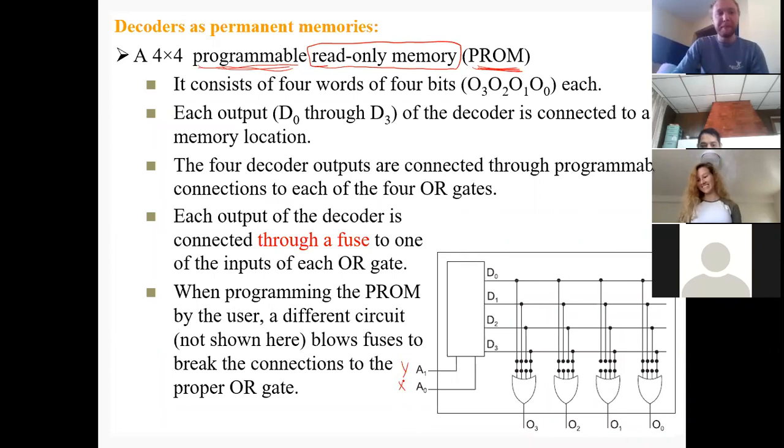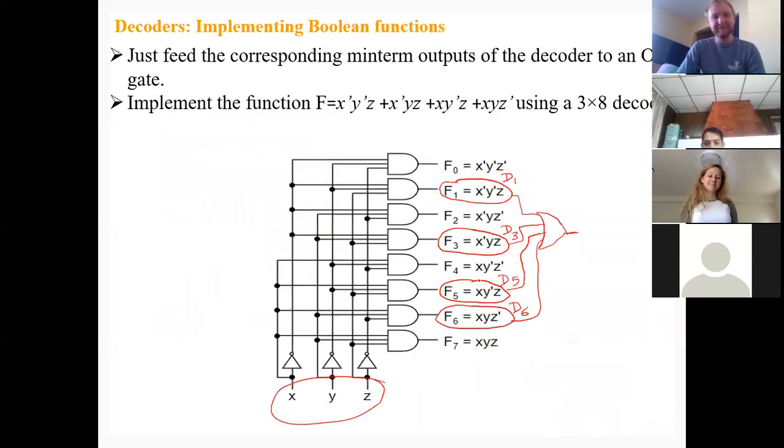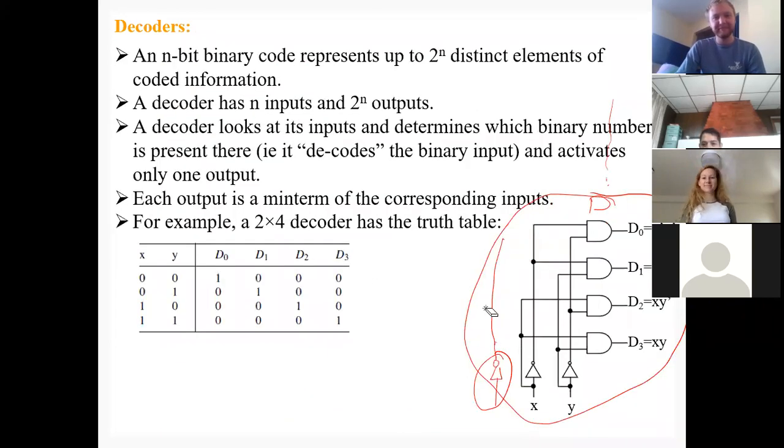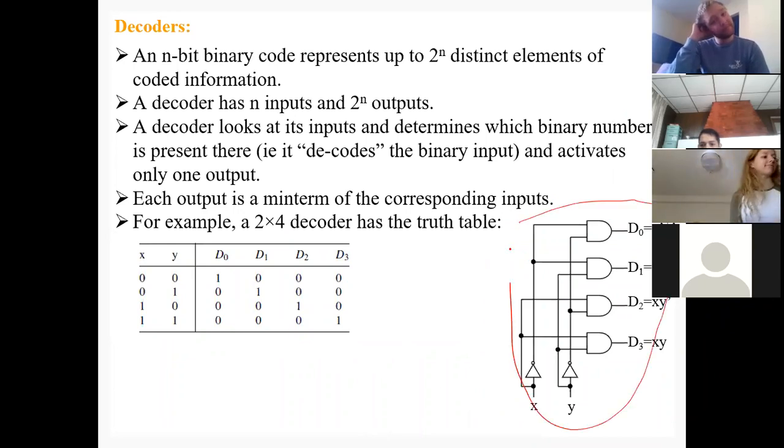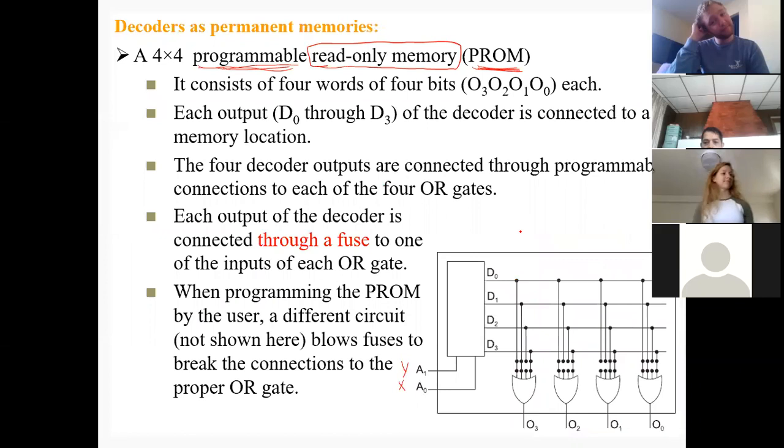So X and Y are the inputs, and what is the output here? D0, D1, D2, D3. These are the outputs, right? So this is what it looks like. This is this guy. I'm lazy now, so I'm not going to do this again and again. So instead of this, I'll keep doing this now.